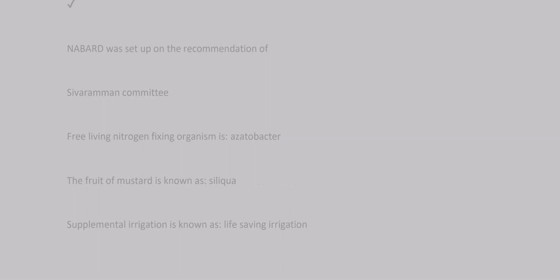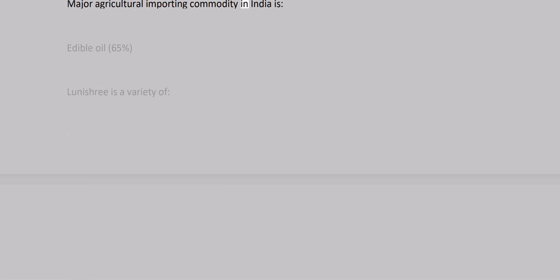1101. NABARD was set up on the recommendation of Sivaraman Committee. Free living nitrogen fixing organism is Azotobacter. The fruit of mustard is known as siliqua. Supplemental irrigation is known as life-saving irrigation. Major agricultural importing commodity in India is edible oil, 65%. Lunashri is a variety of super rice. Plants with separate male and female flower on same plant are known as monoecious. National Biodiversity Board is situated at New Delhi.